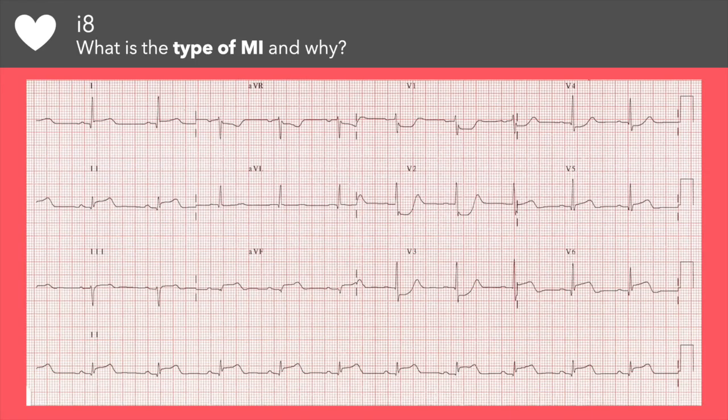What is this type of MI and why? This would be an inferolateral MI with possible posterior extension. It's an inferior MI because 2, 3, AVF are involved with ST elevation. The lateral component is V5, V6, and 1 here that we see ST elevation.